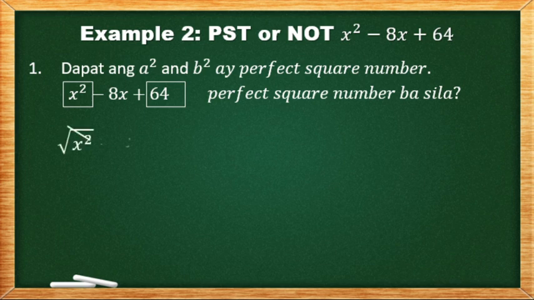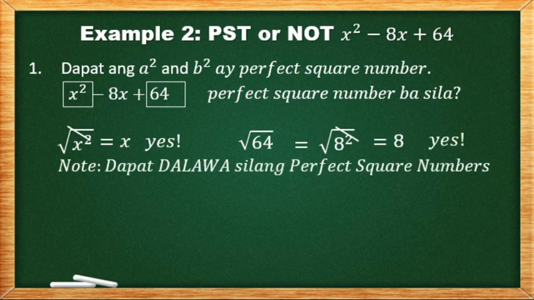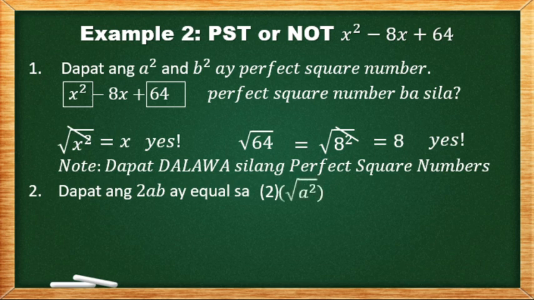Yes. Because the square root of x squared is equal to x. And the square root of 64 equal siya sa square root of 8 squared. Maka-cancel yun. Kaya ang sagot ay 8. So yes. Proceed tayo sa last step. Tandaan na, dapat ang 2ab ay equal sa 2 times square root of a squared times square root of b squared.